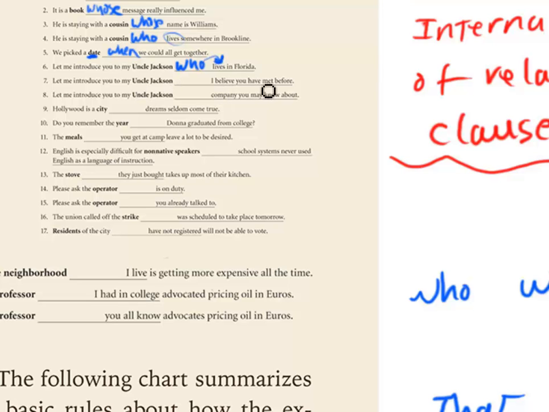Let me introduce you to my Uncle Jackson, whom I believe you have met before. Whom, because I is the subject of believe. Met, right? Who's being met? Uncle Jackson.